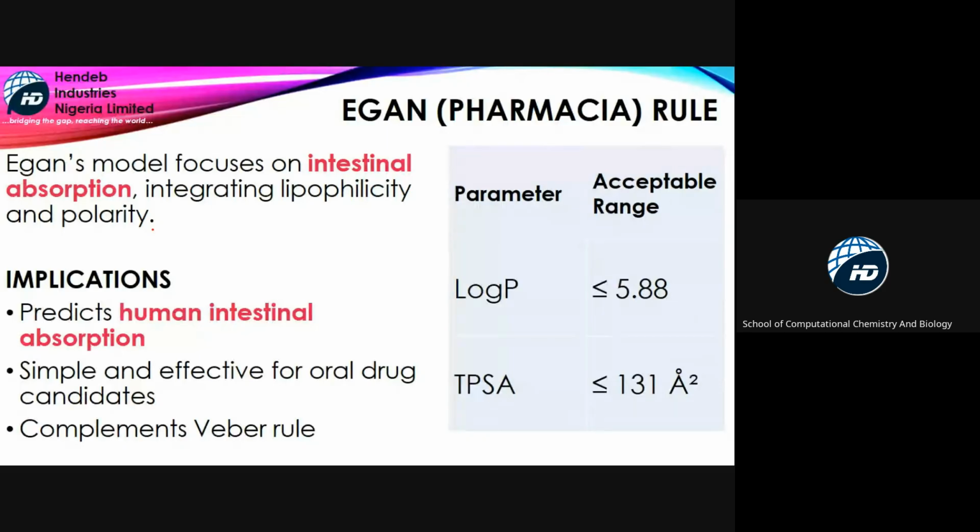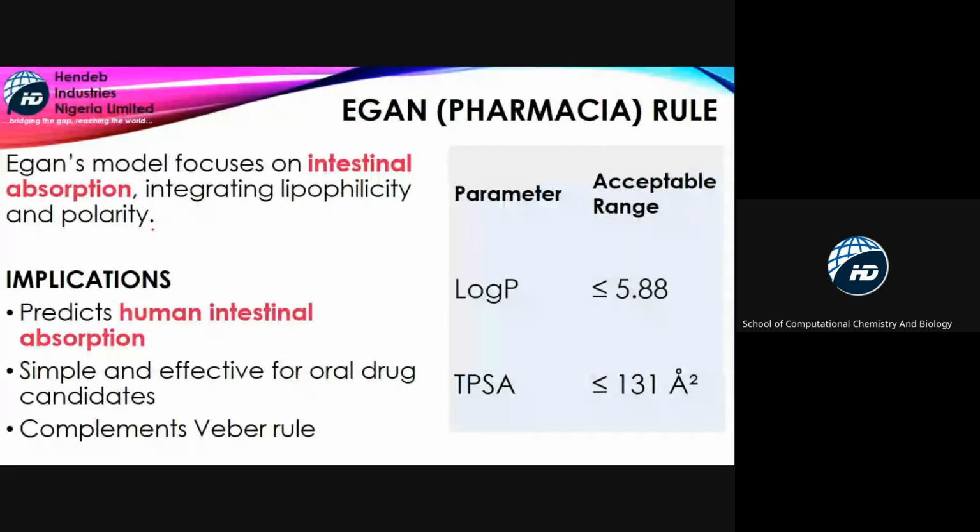So the Hidden rule focuses on intestinal absorption. There are two conditions for it: the LogP, which is for solubility, and the TPSA. Here TPSA is no more than 131 angstrom squared. The LogP is no more than 5.88, while for Lipinski LogP was not more than 5. So the impression is that it can predict human intestinal absorption.